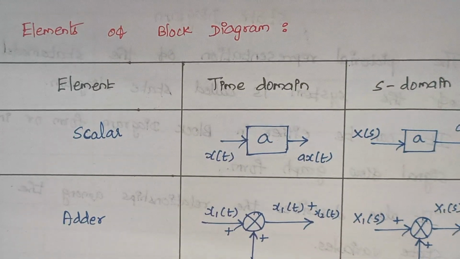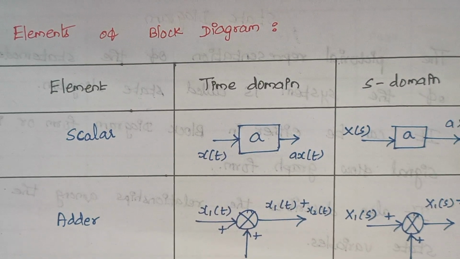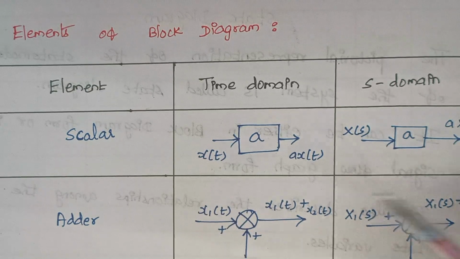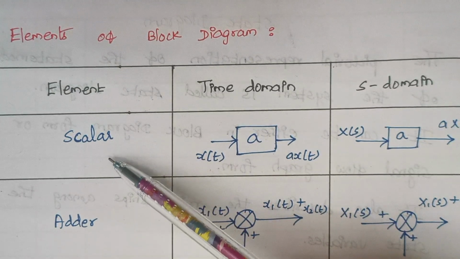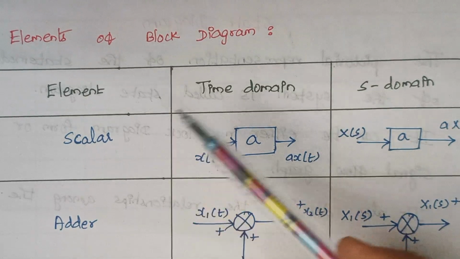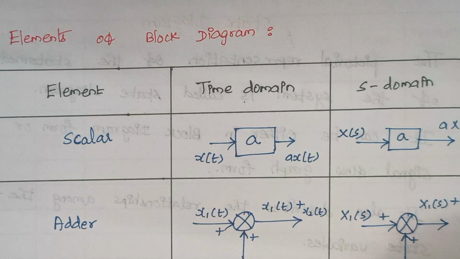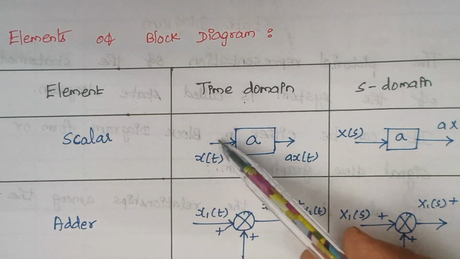The next thing is elements of block diagram, right? Now we are going to represent it in time domain and S domain. First one is scalar. As I already said, scalar is nothing but a constant, right? Here A is a constant, time domain, so everything is in the form of t. So x of t is the input signal.